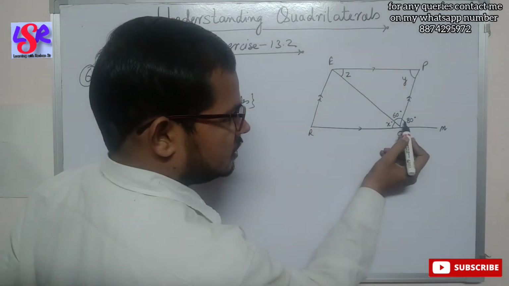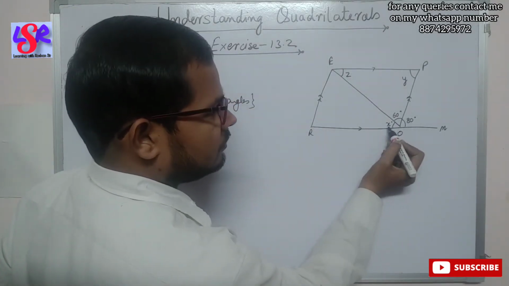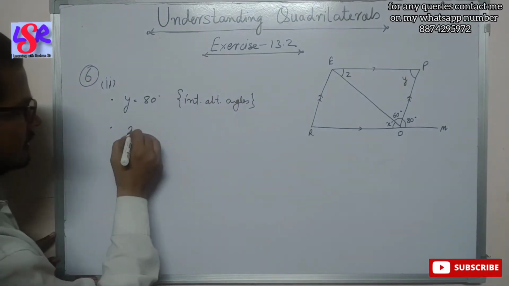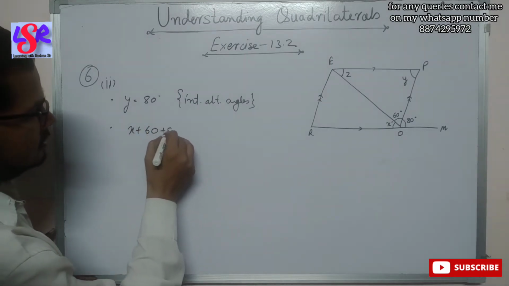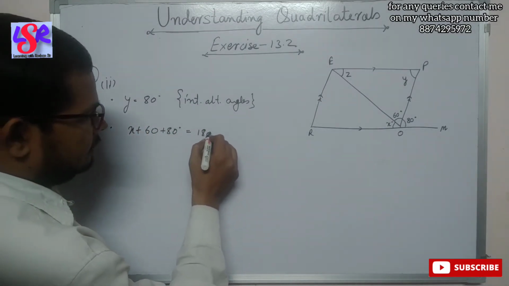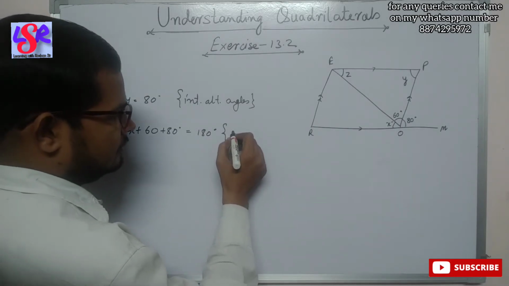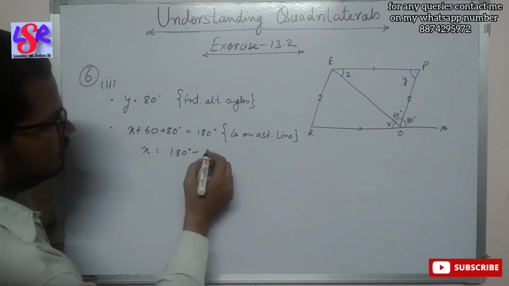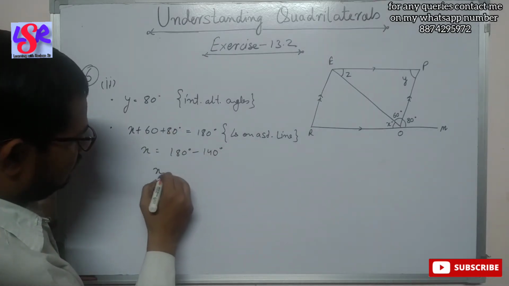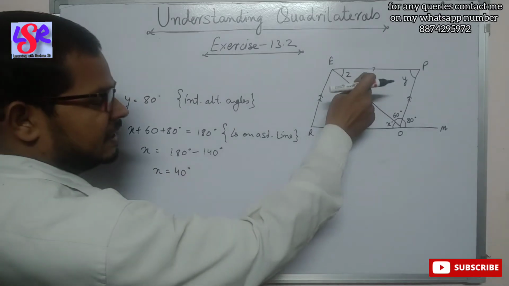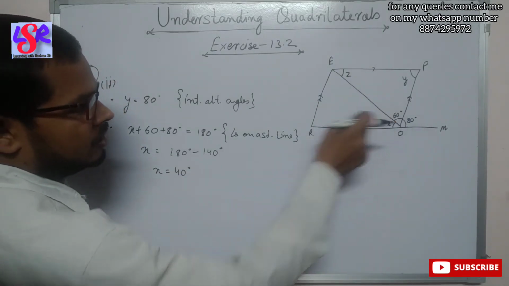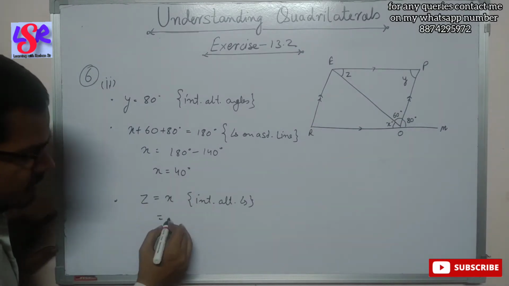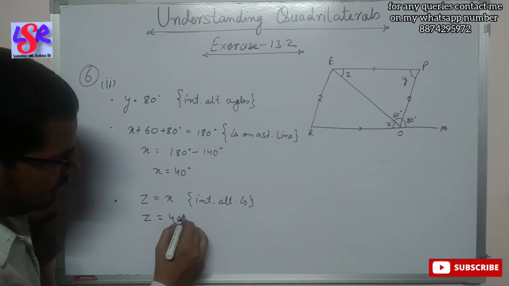Then as we see that all the three angles are on a straight line, the sum of all these three angles will be 180 degree as the angles on a straight line. So x plus 60 plus 80 equals 180 degree as angles on a straight line. Now solving this, x will be equal to 180 degree minus the sum of these two, that is 140, and here we get the value of x as 40 degree. Now this z will be equal to x as interior alternate angles. Therefore z equals x, and we get the value of z as 40 degree as answer.